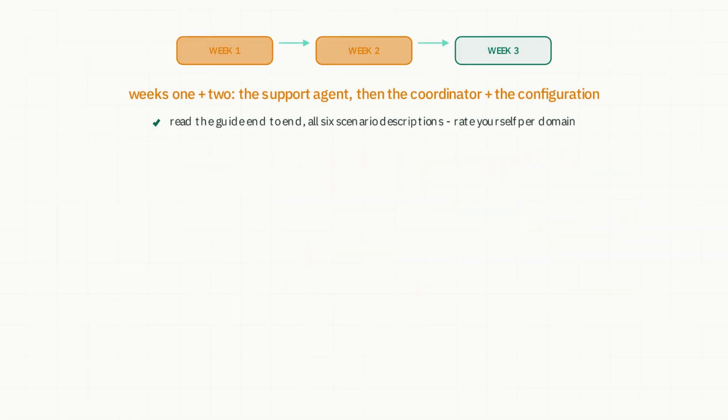Week 1, Foundations and the Support Agent. Read the exam guide end to end, including all 6 scenario descriptions, and rate yourself per domain. Then build the miniature, an Agent SDK support bot with 3 tools, a lookup, an action, and escalation, a hook that enforces lookup before action, and a persistent facts block.